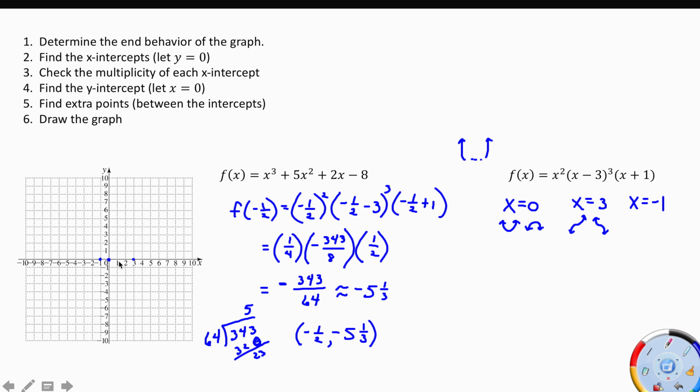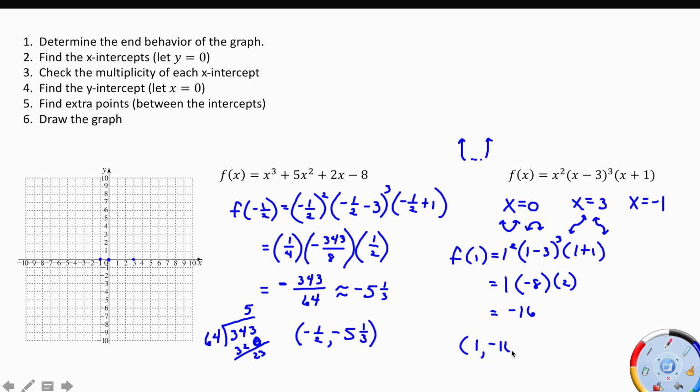Okay, now I'm going to pick, ideally, I would like to do 1 1/2. Okay, but as long as I get close to the middle, it's not that important to be exactly in the middle, right? So I'm just going to choose 1 to make my math easier. So f of 1 is 1 squared times 1 minus 3 cubed times 1 plus 1, or 1 times negative 2 cubed is negative 8 times 2. So that's negative 16, giving me the point 1, negative 16.